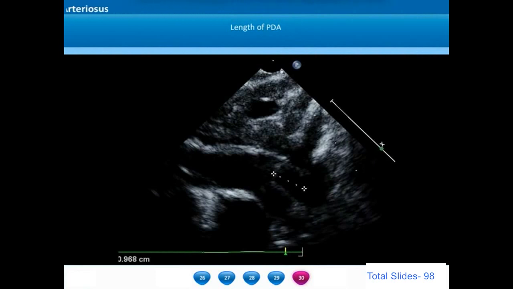In this example that is shown, the ductus is more tubular. It has more or less the same width from the aortic end to the pulmonary end. However, it's almost a centimeter long. These long tubular ducts are better recognized from the suprasternal ductal views.